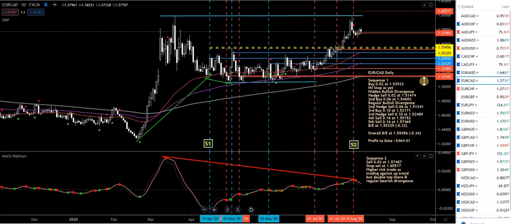Euro Cad, another one with multiple sequences. Let's have a look. Sequence 1's here. You can see all the lines here. I like this price came up here, came up to exactly this level and dropped down, hence taking the sequence 2 sell. High risk trade into the trend, as you can see from my notes there.